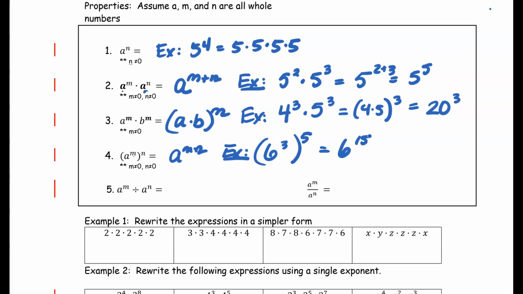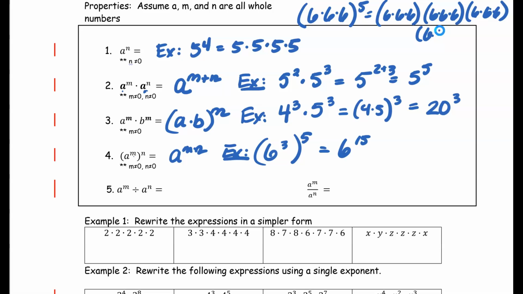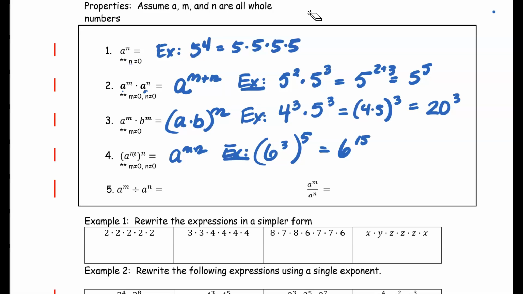And to write this out, 6 to the 3rd power is 6 times 6 times 6. And if that was to the 5th power, that means write this out 5 times. Okay, I'm running out of room, but you get the idea. And how many 6s do you have altogether? You end up getting 15. So it's time consuming to write it out, but it definitely helps make sense of the problem. So no worries if you need to.